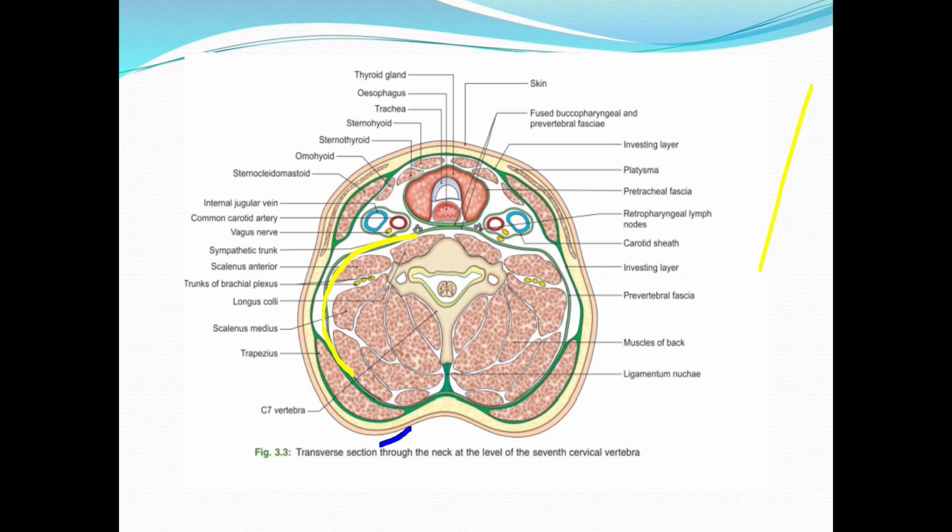You can see scalenus medius is shown, scalenus anterior is shown, and we have many others. You can see the prevertebral fascia is covering these muscles. So these are the muscles present in the floor of the posterior triangle, and they are covered by the prevertebral layer of deep cervical fascia. So this prevertebral layer of deep cervical fascia forms the carpet of the posterior triangle.